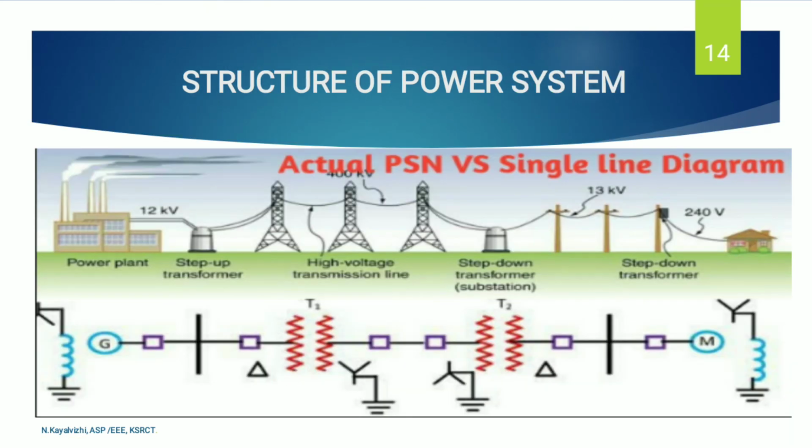So this is the structure of a power system, the entire system. The first is the power plant, where a step up transformer is used. Finally it is given to the transmission line, which is a high voltage transmission line, so power can be transferred from one place to another over a long line. Then comes a step down transformer in the substation, where step down transformers are finally used, and power is given to the consumers. The equivalent single line diagram is also given here.